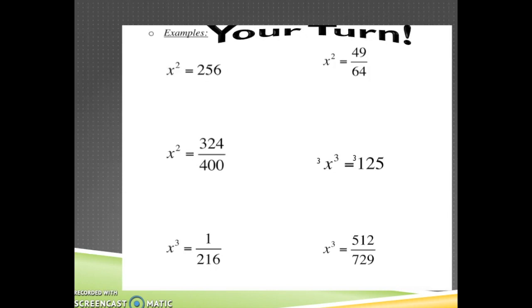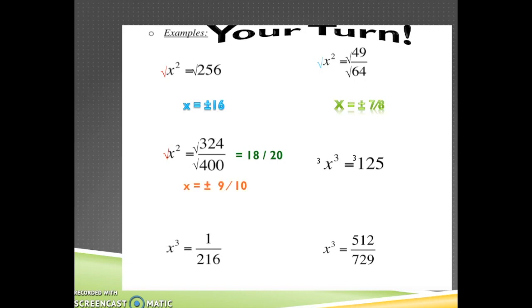Okay, let's see what you got for the first one. I am going to square root both sides, leaving me with x is equal to positive negative 16. Square root both sides. It's in a fraction form, so I would have to find the square root of 49, then the square root of 64, leaving me with x is equal to positive negative 7/8. Square root both sides, find the square root of 324 and 400, x is equal to 9/10.